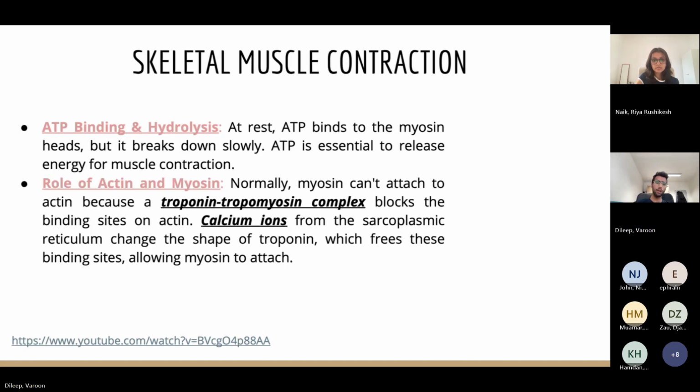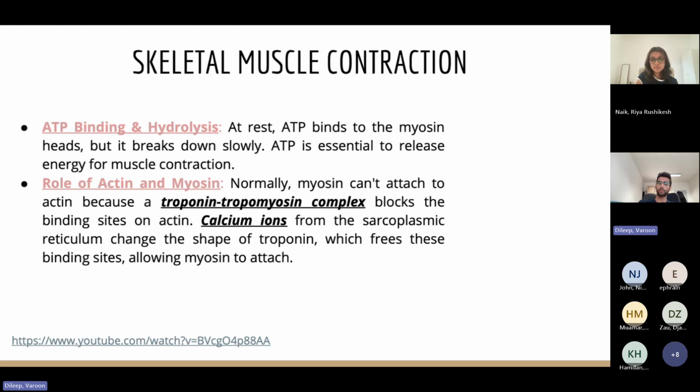After that, the role of actin and myosin. Normally, as I said, myosin cannot attach to the actin because the troponin-tropomyosin complex blocks the binding sites on the actin. So basically, the troponin-tropomyosin complex acts as a barrier for the myosin, so it cannot attach to the actin. To get past this barrier, we have calcium ions which are released from the sarcoplasmic reticulum, and these change the shape of troponin and free the binding sites, allowing the myosin to attach to the actin.